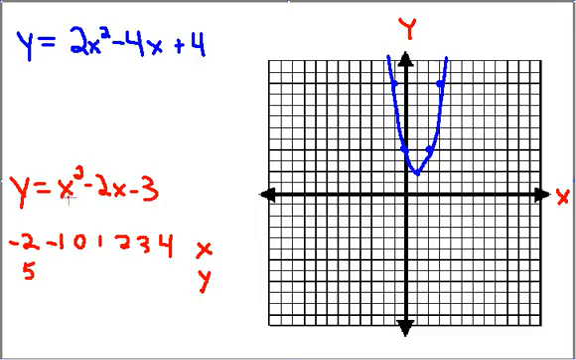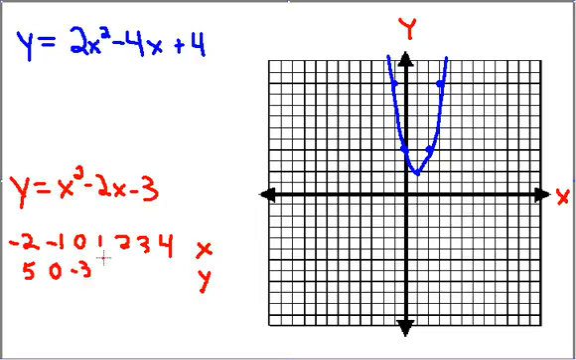How about when x is minus 1? Minus 1 squared is 1. Minus 2 times minus 1 is 2. 1 plus 2 is 3. 3 minus 3 is 0. How about when x is 0? 0 squared is 0. Negative 2 times 0 is 0. 0 minus 0 is 0. 0 minus 3 is negative 3.